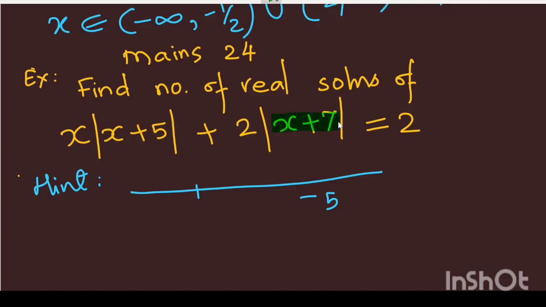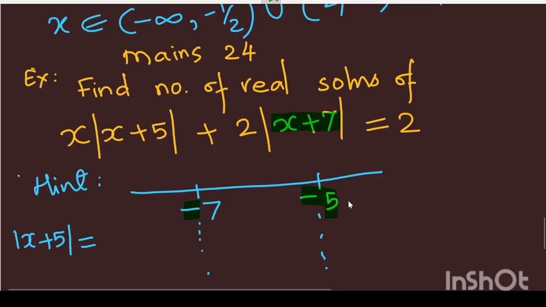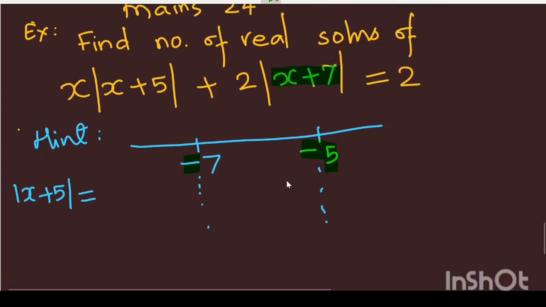Yes, minus 7. Minus 7, minus 5. Okay. So in these two intervals, we will define. So mod x plus 5 will change sign at minus 5. So guys, after minus 5, mod x plus 5 will give plus sign, and on the left of minus 5, it will give minus sign. Minus means minus of x plus 5.